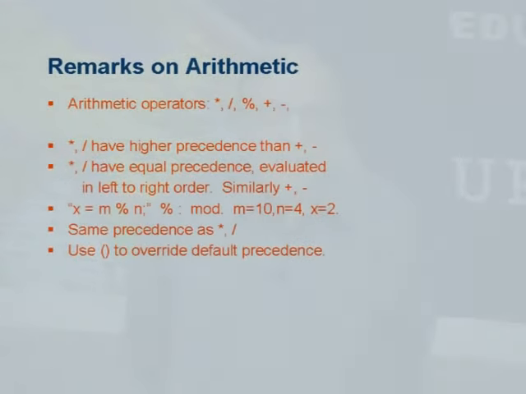However, if m is positive and n is negative, or m is negative and n is positive, curiously, the C programming language does not define what should be the sign of the remainder. It is left to be implementation dependent. It is interesting to run a program containing such a modulo calculation on different compilers and see exactly what you get as the sign of the remainder. I leave it to you as an exercise.